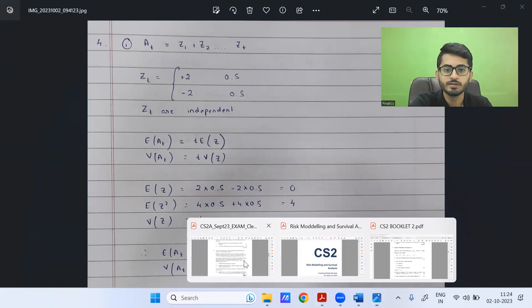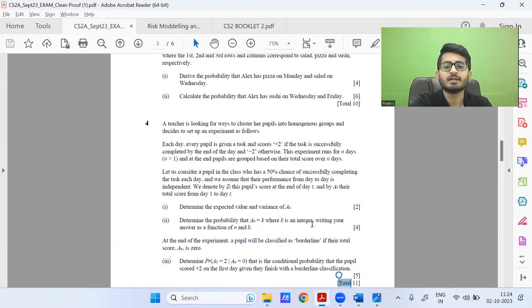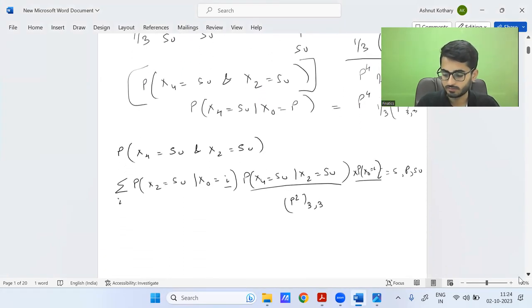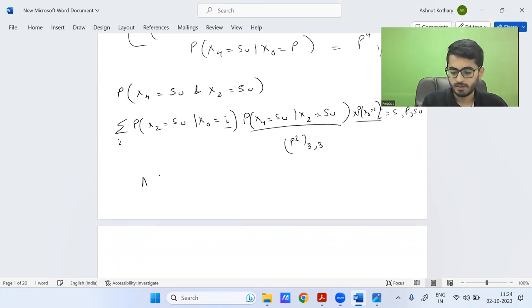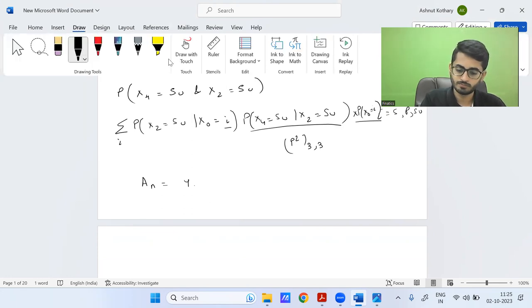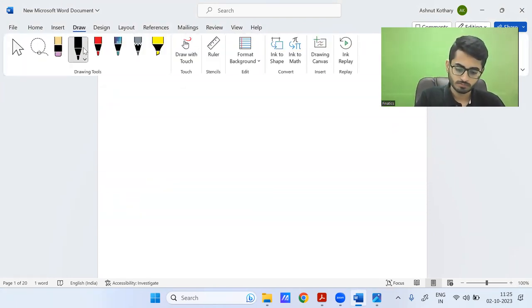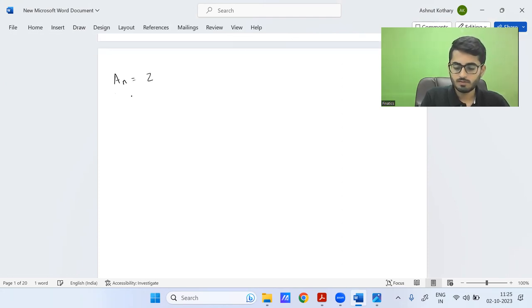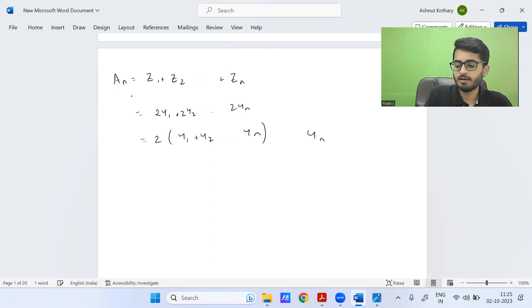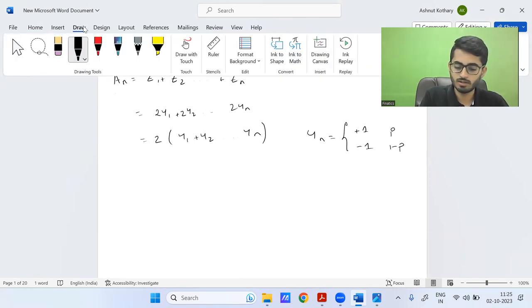So if I take a look at the question to begin with: determine the probability that An is equal to k, where k is an integer, writing your answer as a function of n and k. So you need the probability An equals k. You can think in this way: An is equal to Z1 plus Z2, so on till Zn, which I can write as 2Y1 plus 2Y2, so on till 2Yn, which is nothing but 2 times (Y1 plus Y2 plus so on Yn), where Yn takes the value plus 1 or minus 1 with probabilities p and 1 minus p. In this case, I can directly write the probabilities to be 0.5, 0.5.